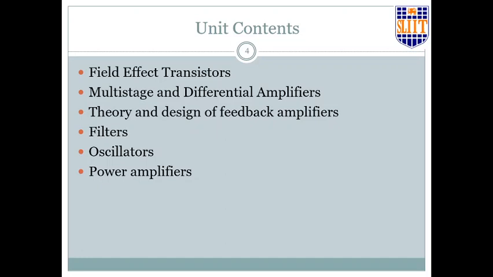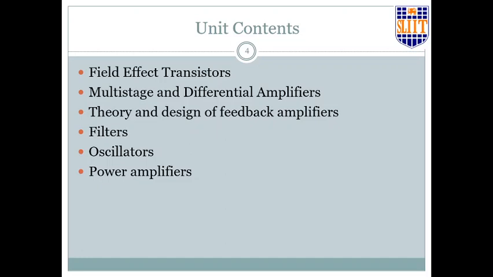Topics: field effect transistors. We talked about BJTs in the second year, so we'll be talking about field effect transistors. We'll start the discussion today, of course. Then multistage and differential amplifiers, theory and design of feedback amplifiers, filters, oscillators, power amplifiers. Of course, one is missing here, which was not there in the second year either, so we thought of discussing it, although it's not in the syllabus, which is a very important topic for you, which is power supplies. So I'll be talking about power supplies, although it's not in the syllabus, right?